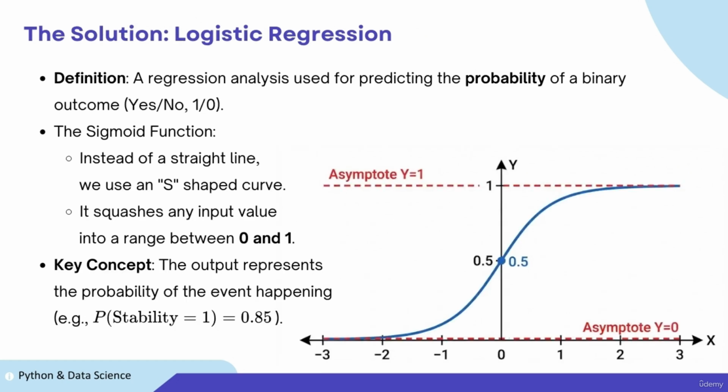The solution is logistic regression. Despite the name regression, this is actually a classification algorithm. Instead of a straight line, we use an S-shaped curve called the sigmoid. This curve takes any input value, no matter how huge or negative, and squashes it to fit perfectly between 0 and 1. This allows us to interpret the output not just as a raw number, but as a probability.